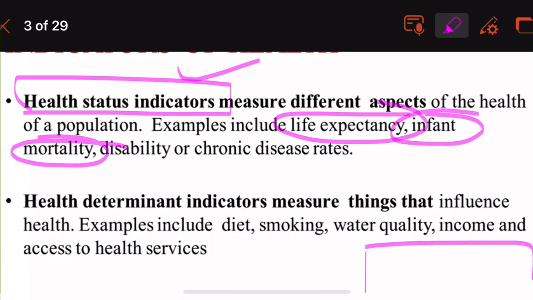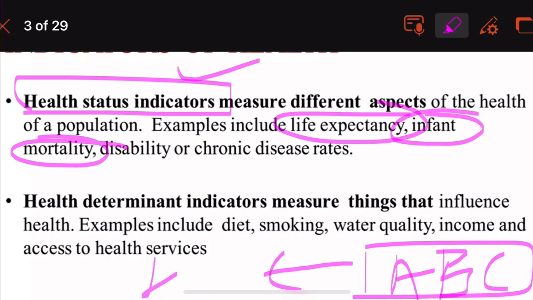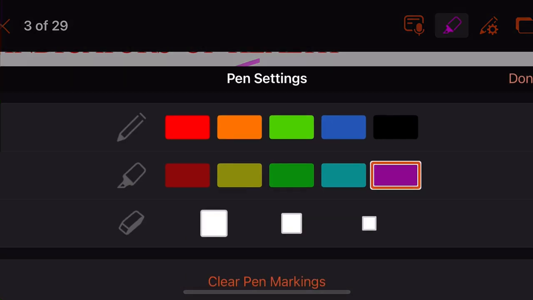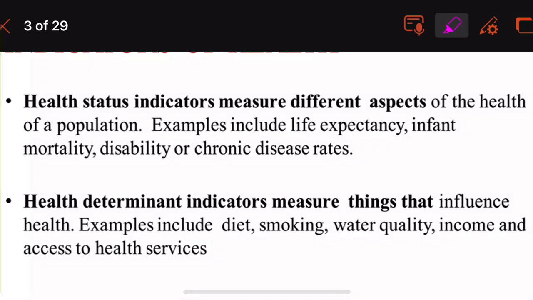Now there are certain factors, A, B, C. These factors which determine the health status of a population are nothing but the health determinant indicators. Examples: the diet of that population, smoking, the water quality, income, access to the health services. That is nothing but the economy. How developed the country is, what is the economic position, the social status of that population will determine the health determinant indicator.